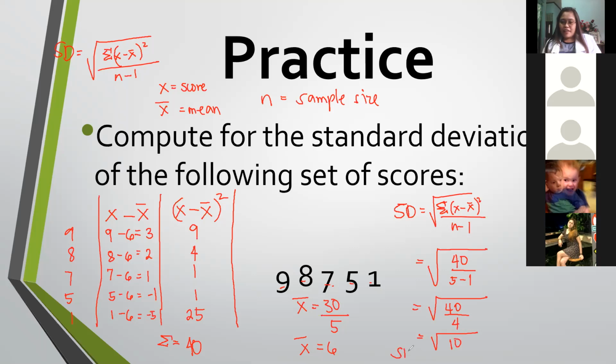And do not forget that you have to get the square root before you get the correct standard deviation. So the square root of 10, if we use two decimal places, is 3.16. So this is now the final answer for the standard deviation. Actually, it is not really difficult to compute.